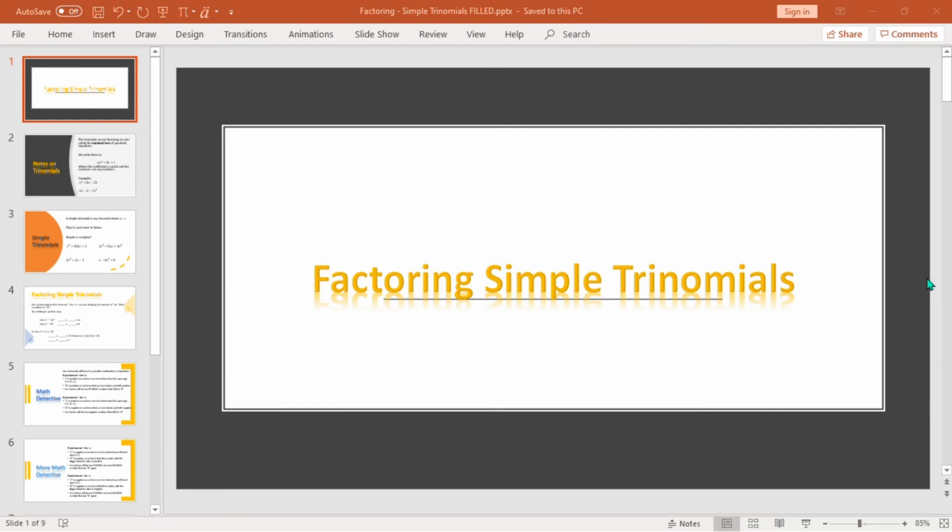Now let's move into factoring trinomials. So we're going to look at 2 types, simple and more complex trinomials.